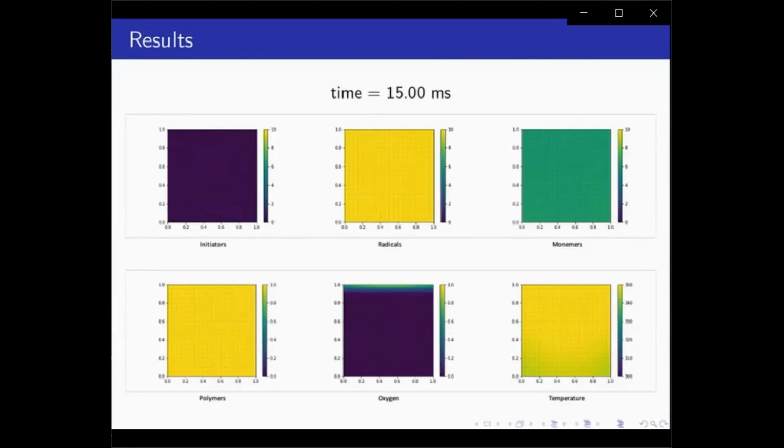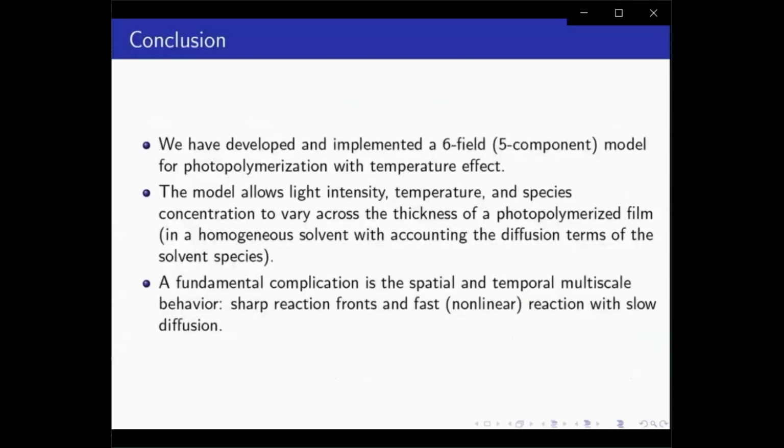And while doing computations, we notice that if you take a time step that is relatively large, you will immediately be running into problems with Newton convergence due to the fast reaction dynamics. We have developed and implemented a 6-field model for photopolymerization process with a temperature effect. This model allows light intensity, temperature, and species concentration to vary across the thickness of photopolymerized film.